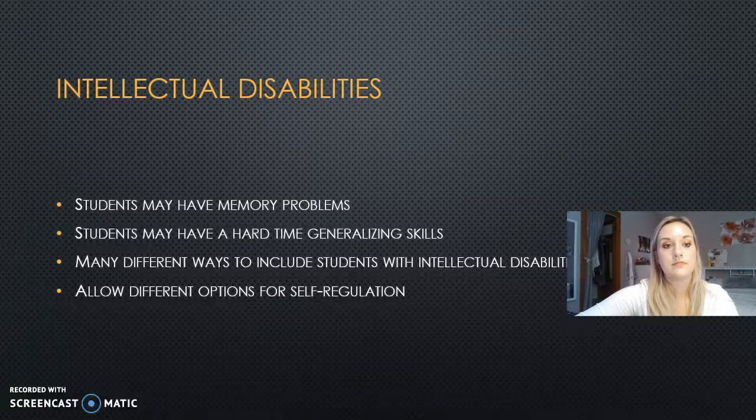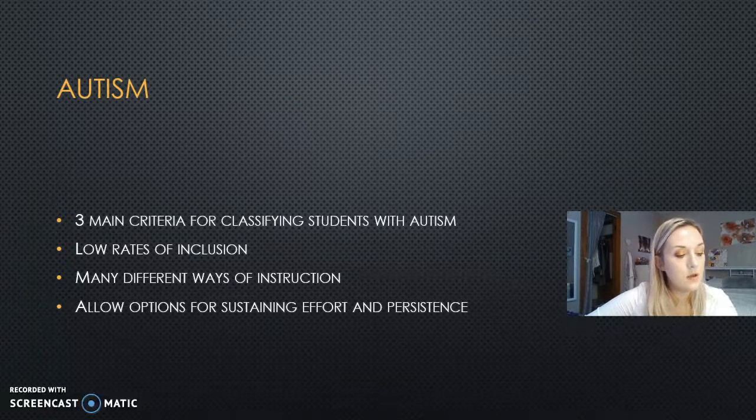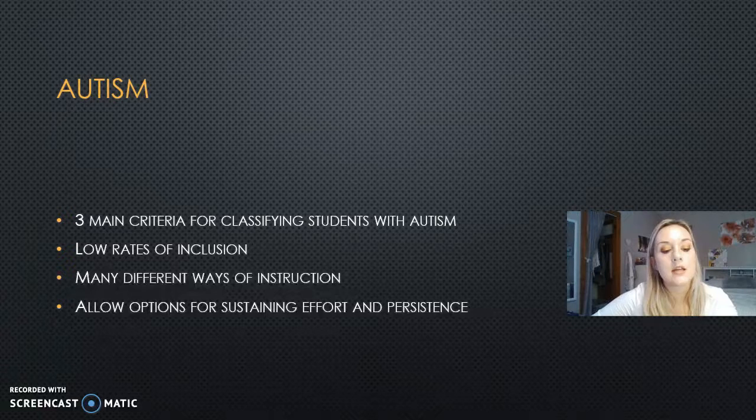The next slide talks about autism, and there are three main things that need to be present in students that are classified as having autism. Students will have problems with social emotional reciprocity, nonverbal communication, and maintaining relationships. Students with autism are shown to have low rates of inclusion in classrooms, so providing students with social stories might help them better relate to their peers, or might help their peers relate to them better as well. It'll go back and forth.